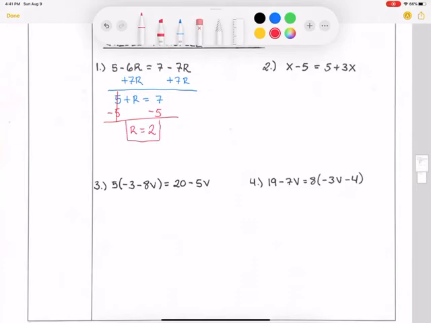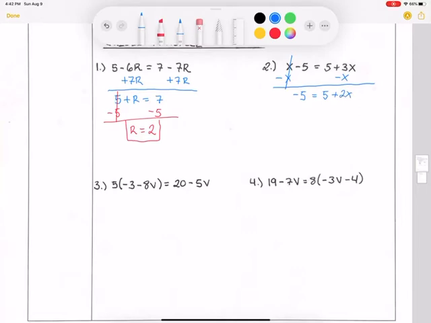In example 2, again, I have x's on both sides, and I want to choose one to move. I'm going to go for the one that will give me a positive number. So if I look at my letters, I have 2 x's. I have 1x and 3x, so I'm going to move the smaller one over because I have to subtract. So I'm going to subtract the smaller from the larger. That'll leave me with a positive number. So I'm going to subtract x from both sides. These cancel. I have negative 5 equals positive 5, and then 3x minus x is going to give me positive 2x.